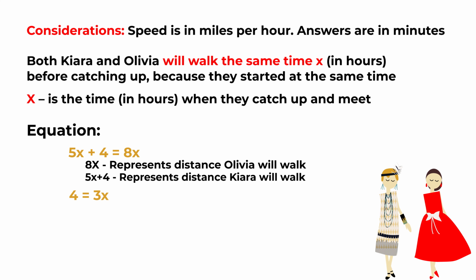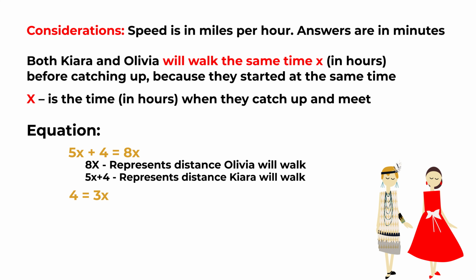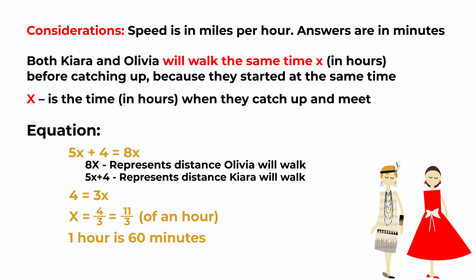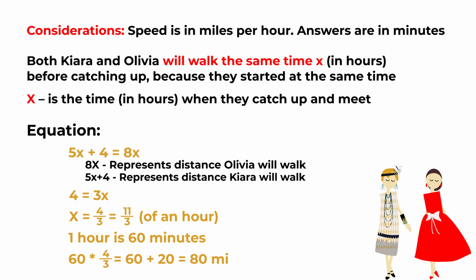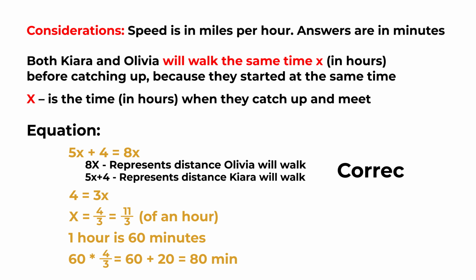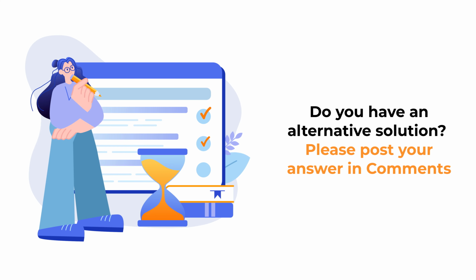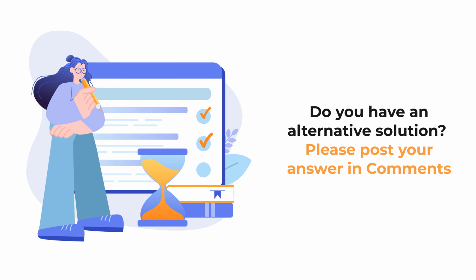So if we simplify this equation, 4 will be equal to 3x, and x will be equal to 4/3, or 1 1/3 of an hour. And now is the time to do the conversion. 1 hour equals 60 minutes. 60 multiplied by 4/3 equals 60 plus 20 equals 80 minutes. So the correct answer here is choice D, 80 minutes. Hopefully you've nailed this question and now know how to answer similar problems on the test.